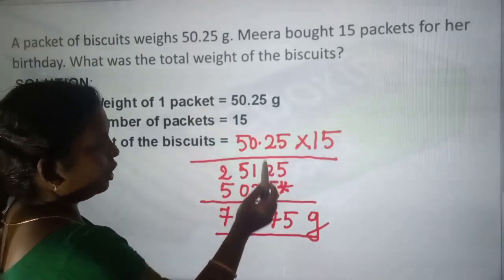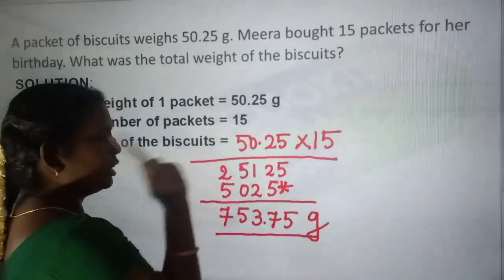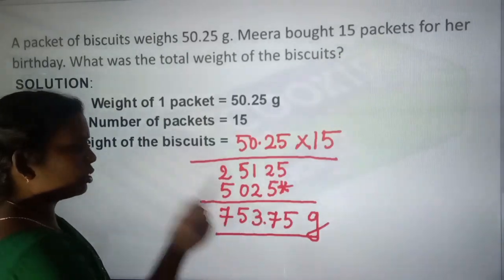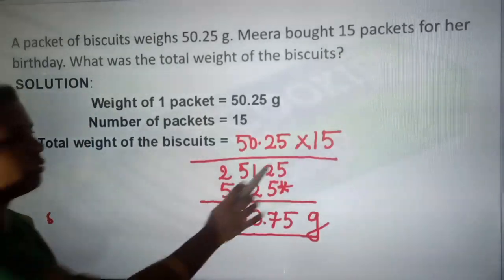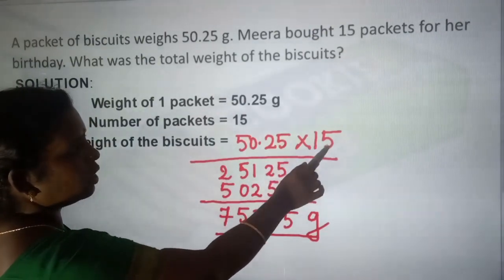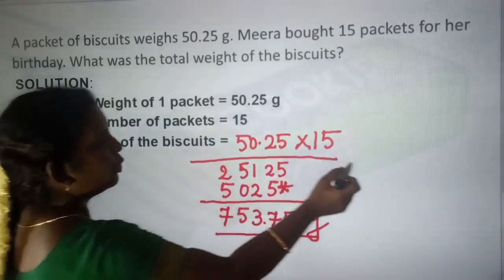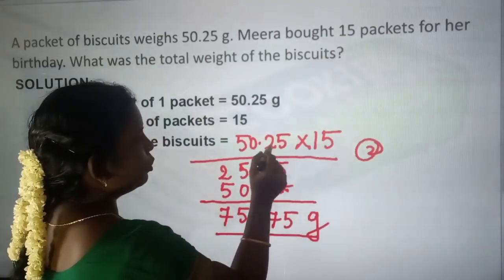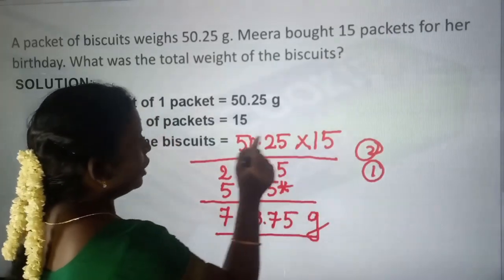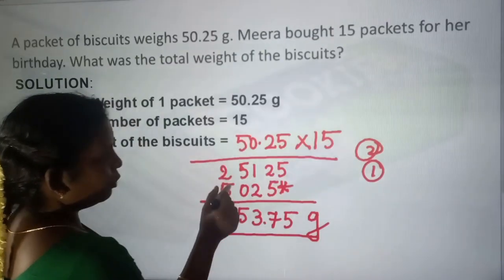5 5s are 25. In the in-between steps, we don't want to bother about the decimal point. At the end of the multiplication only, we have to concentrate on the decimal point. Here we are doing the usual multiplication. First, this ones place number should be multiplied here. 5 5s are 25, 2 carried over. Then 5 2s are 10. 10 plus 2, 12. Again 1 carried there. Then 5 zeros are 0. 0 plus 1, 5. 5 5s are 25.